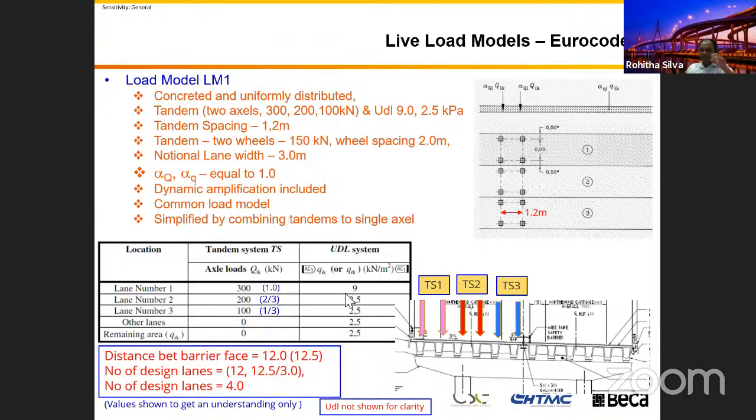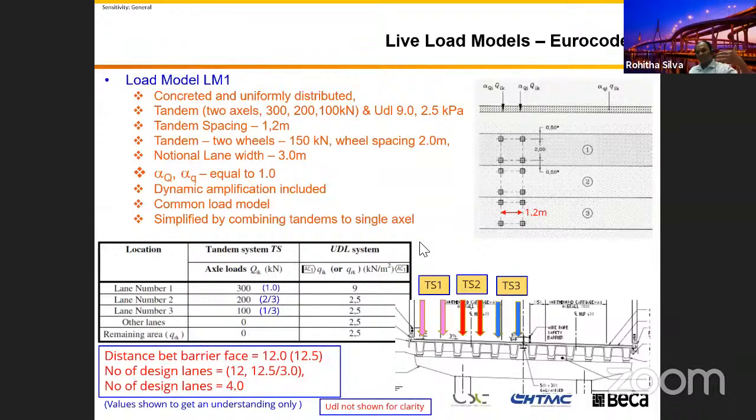If you get a 6 lane bridge, you can see the first 3 lanes are the ones governing. The rest is 2.5 kPa; it doesn't add significant load onto your bridge. This is what you're going to use when you are designing, for example, in Sri Lanka. Any question about this load model?